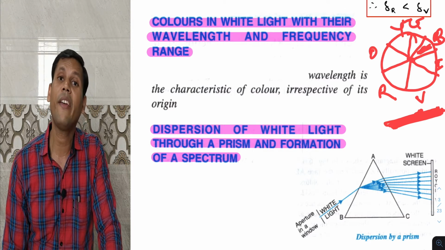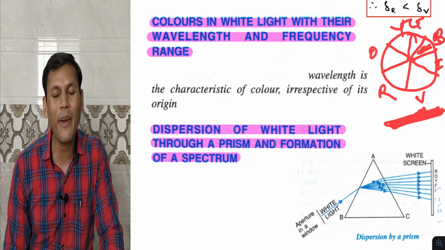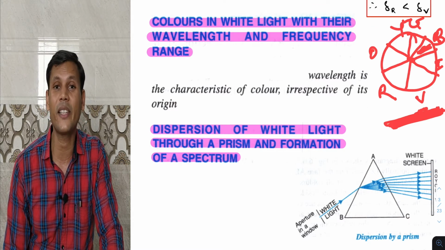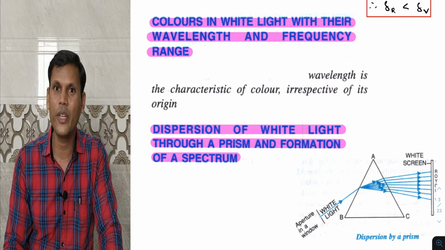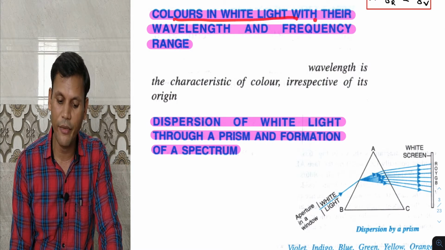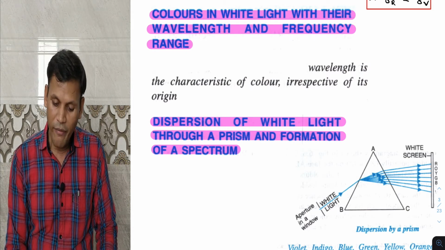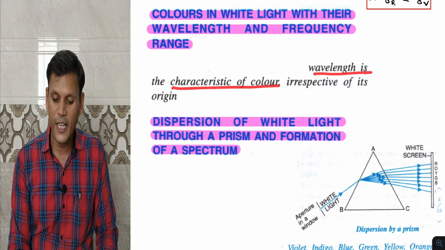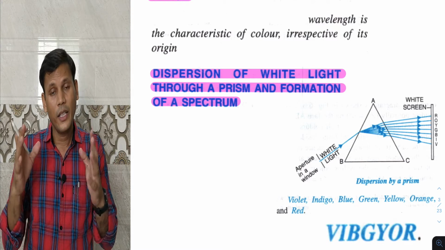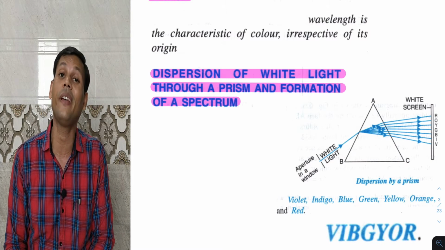And we know if any white light is passed through the prism, it is split into 7 constituent colors, and all those colors are Vibgyor. About that we have to discuss. I will tell: colors in white light with their wavelength and frequency range. Wavelength is characteristic of color irrespective of its origin. Means different colors of light are due to different wavelengths.